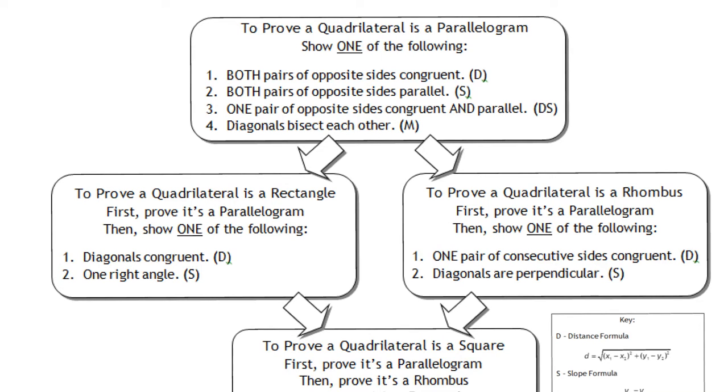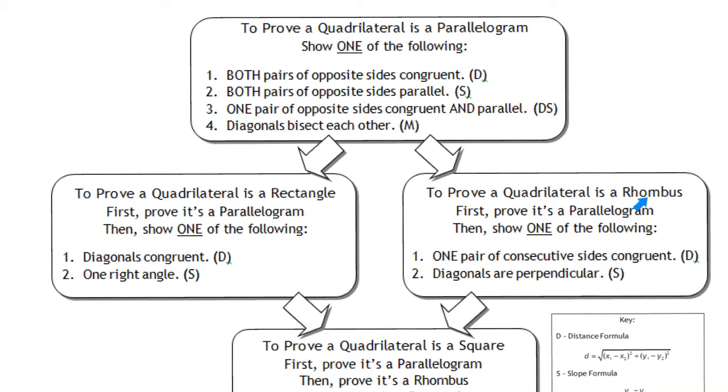If you want to prove that something is a rectangle, you're going to prove it's a parallelogram first. Then you're either going to show that the diagonals are congruent or you're going to show that it has one right angle. To show that it has one right angle, you would show one pair of consecutive sides perpendicular.